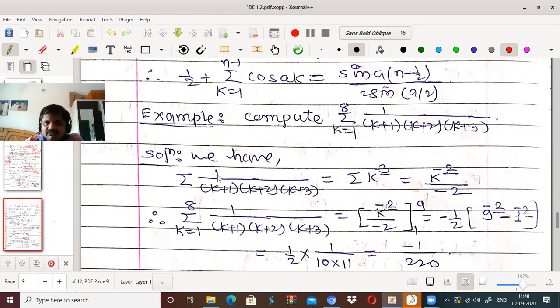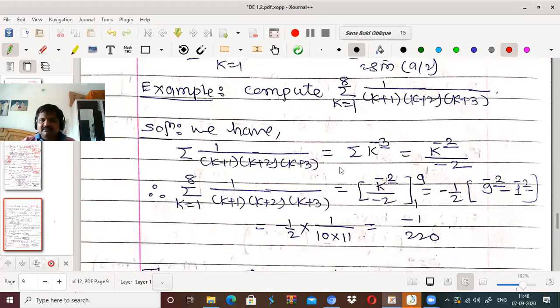We have summation of 1 upon (k plus 1)(k plus 2)(k plus 3) equal to summation of, what is 1 upon (t plus 1)(t plus 2)(t plus 3)? It is t to the falling minus 3. Directly it is the formula for t to the falling minus 3. So it is summation of k to the falling minus 3. We know the formula for summation of k to the falling n: we have to increase the power by 1. So minus 3 plus 1, that is minus 2, upon the same minus 2. So the indefinite summation of this term is k to the falling minus 2 upon minus 2.